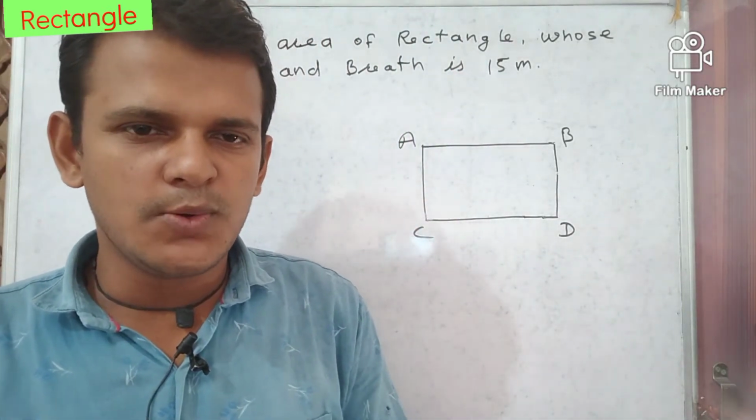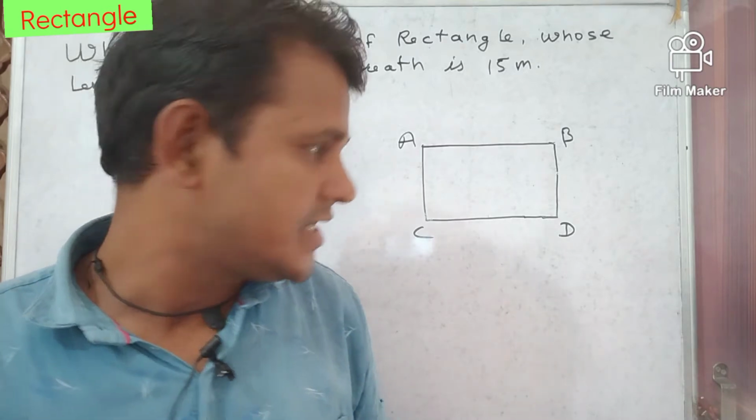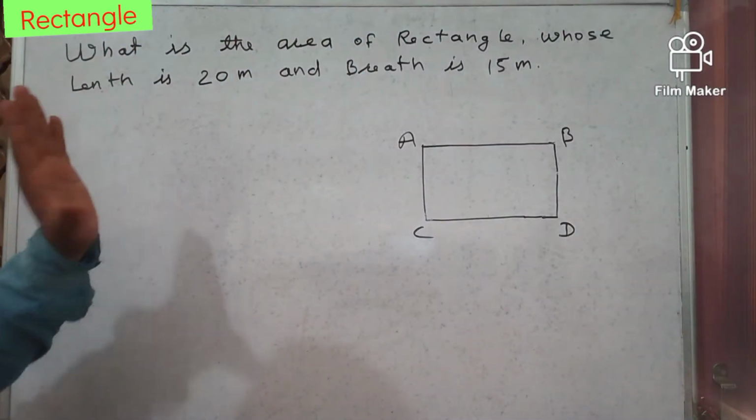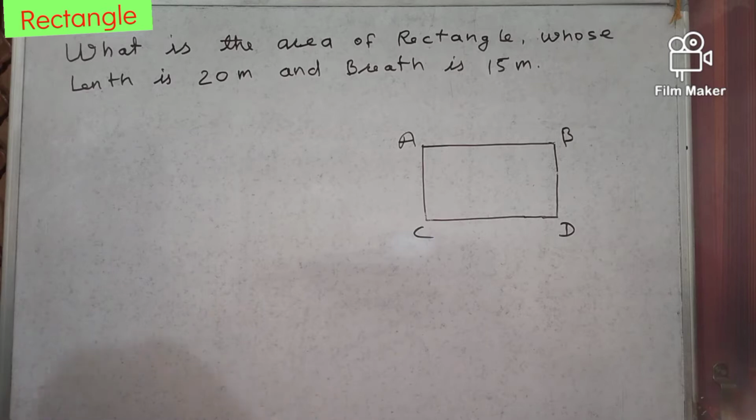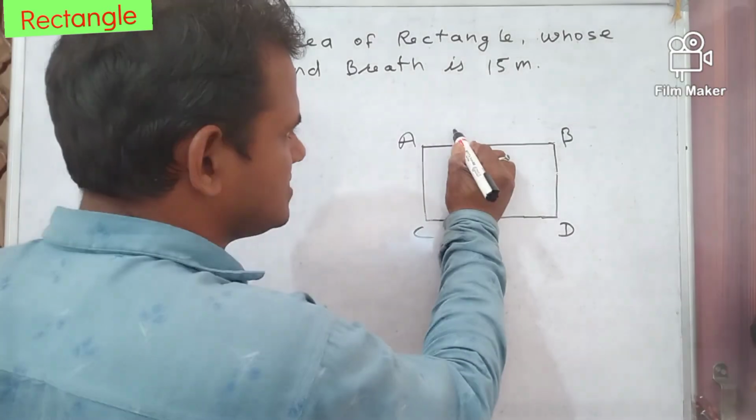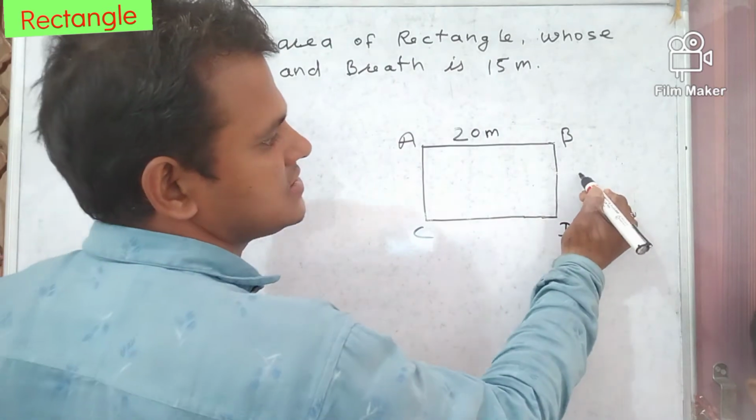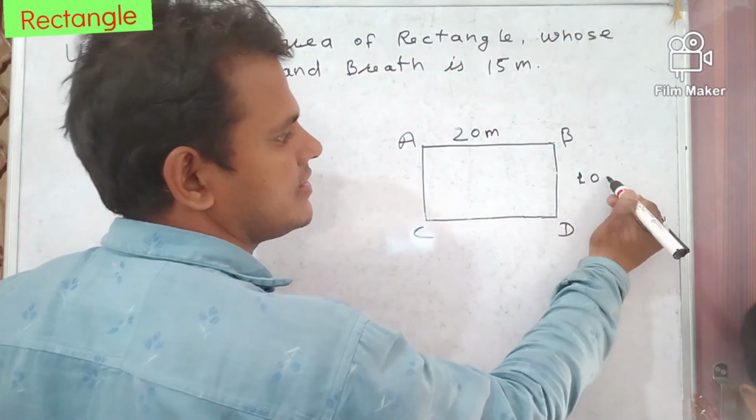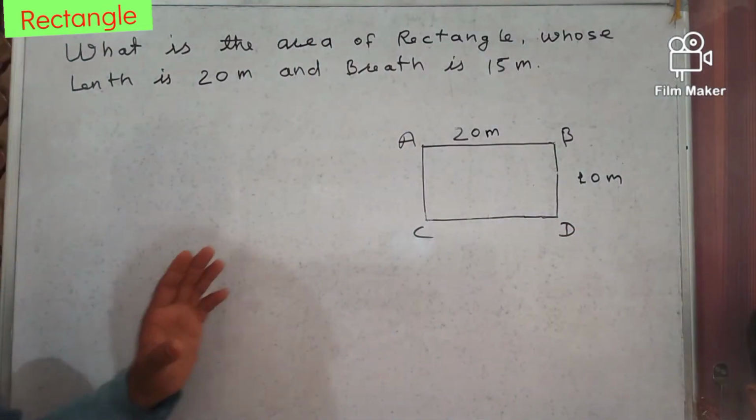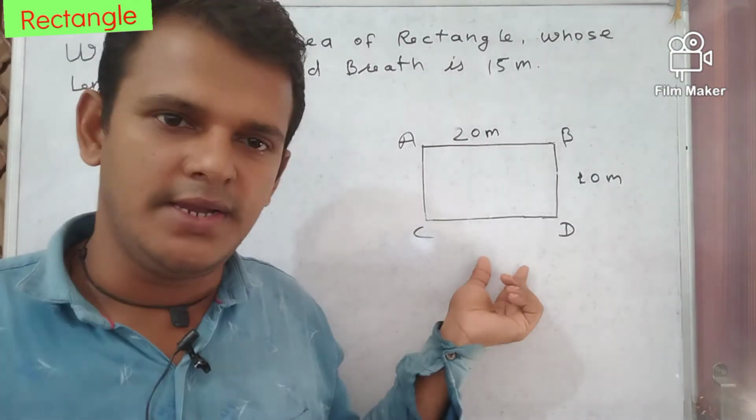The topic we are going to look at today is the rectangle. See here, friends: what is the area of a rectangle whose length is 20 meters and breadth is 10 meters? This length is 20 meters and the breadth is 10 meters. What is the area of this rectangle?